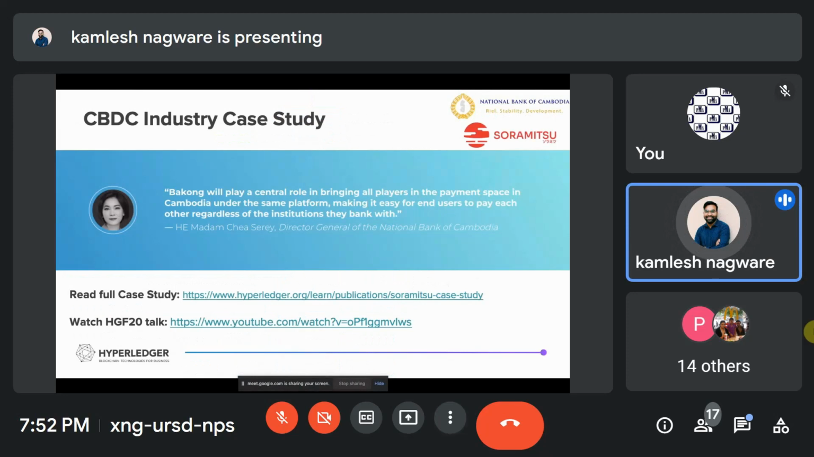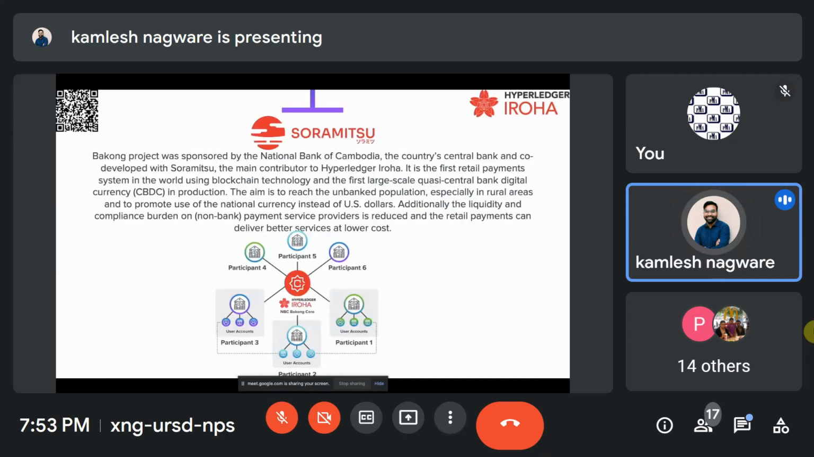This is very interesting, like CBDC, which is a hot topic. In India, the finance minister also announced that they are going to implement and maybe launch a CBDC soon. This was already done about a year before by the National Bank of Cambodia, and it has been live in production for the last 2 years. It is developed on Hyperledger Iroha, as a central bank digital currency. The architecture has the National Bank of Cambodia, user accounts, a participant, and another participant, so it is a kind of wholesale CBDC.